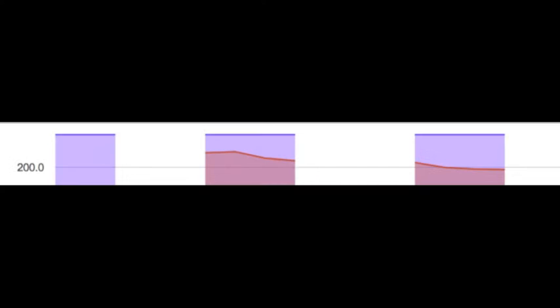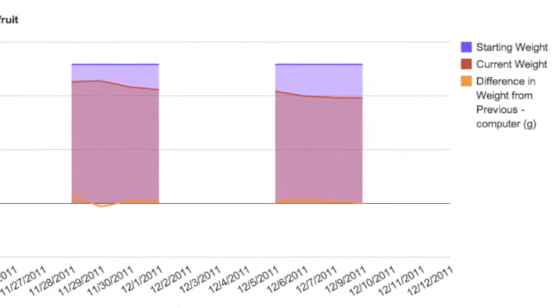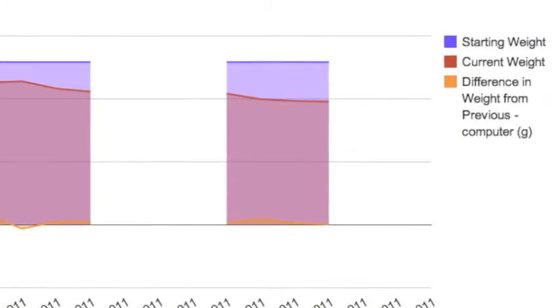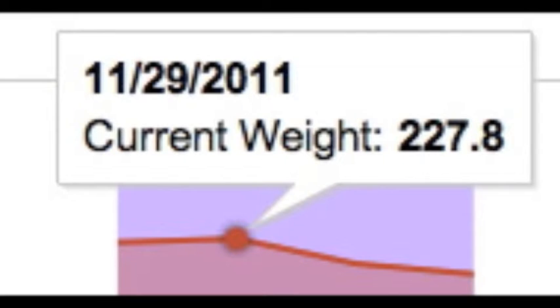The purple part of the chart represents the starting weight, which is always the same. The orange part is the difference in weight from previous, calculated by computer in grams. The red part represents the current weight. It just went down a little bit, then that didn't change, then went down a bit more and stayed the same, and it just kept going like that.